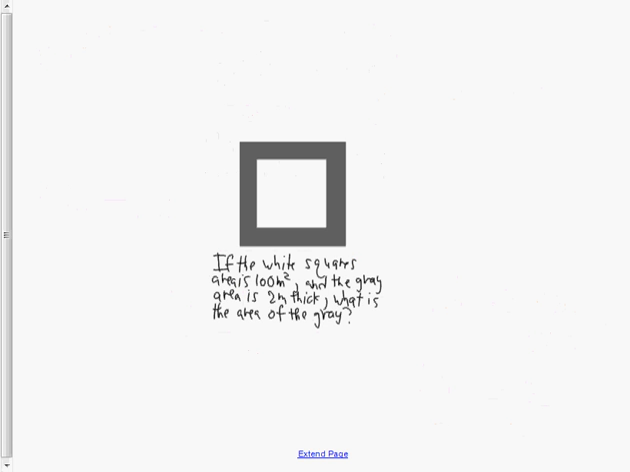Your next question says, if the white square's area is 100 meters squared, and the gray area is 2 meters thick, what is the area of the gray? So if this is 100 meters squared, then we knew that this length and this width, since it's a square, had to be 10 times 10. So we know the length of this is 10 meters. Okay? So I'm going to keep that just over here for a second.